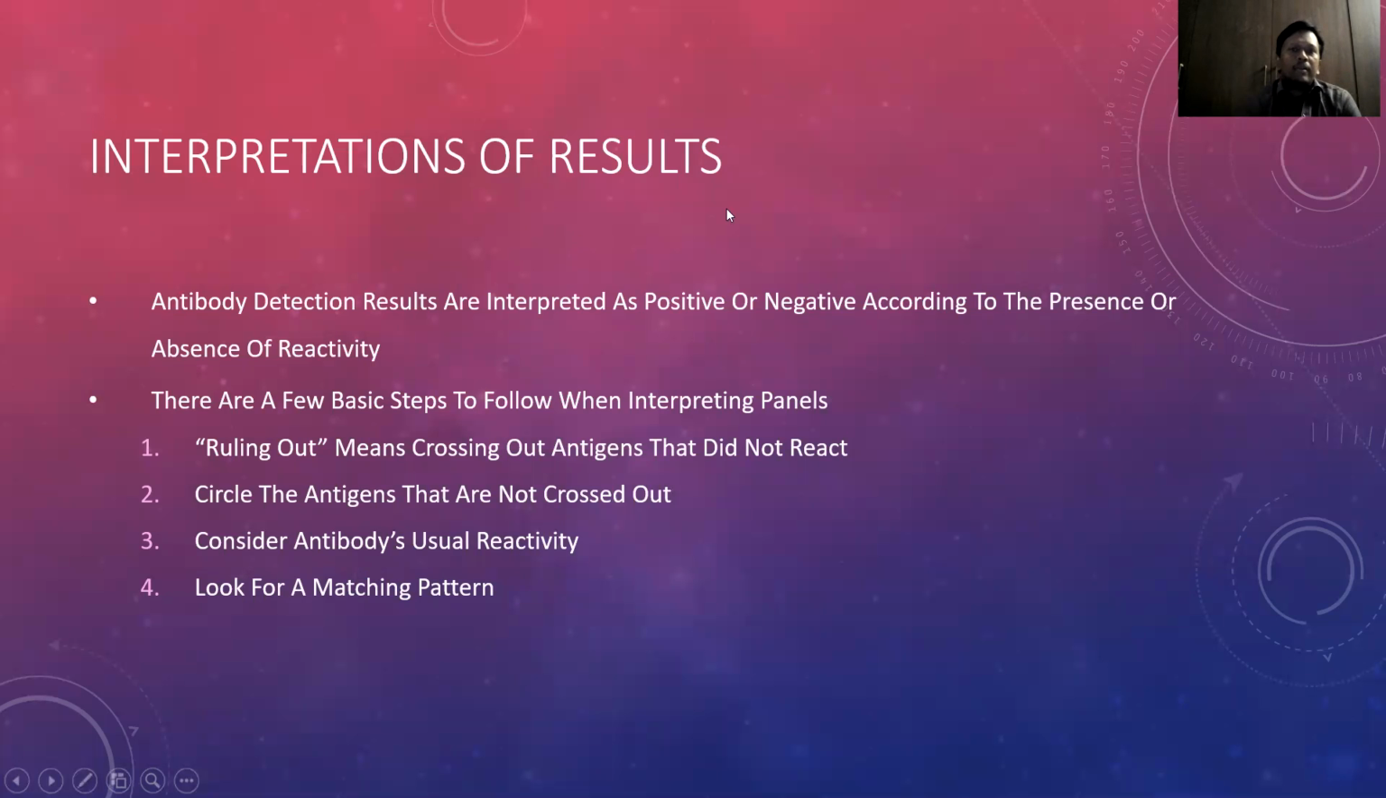How are we going to interpret these results? Antibody reaction results are interpreted as positive or negative according to the presence or absence of reactivity. There are a few basic steps which we should follow while interpreting panels. One is ruling out, that means crossing out antigens that did not react. The second is circling the antigens that are not crossed out. The third is considering the antibody's usual reactivity. And the fourth is looking for a matching pattern. These are the 4 steps we should follow when we identify any antibodies.